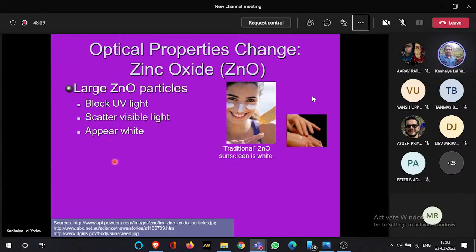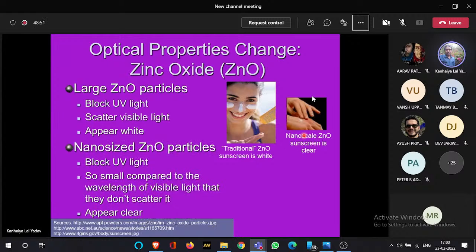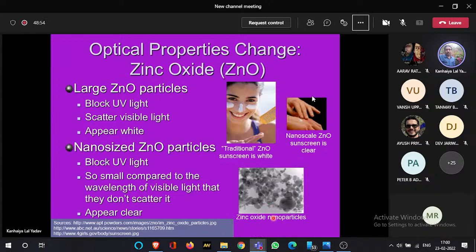But nowadays, when you make it with nanometer size particles, it is almost clear, not visible. That is due to the nanometer size of the particle. These are zinc oxide nanoparticles. They still block UV light, and they are so small compared to the wavelength of visible light that they don't scatter it. The big particles were scattering, so it looked white, but when they are not scattered, it looks clear.